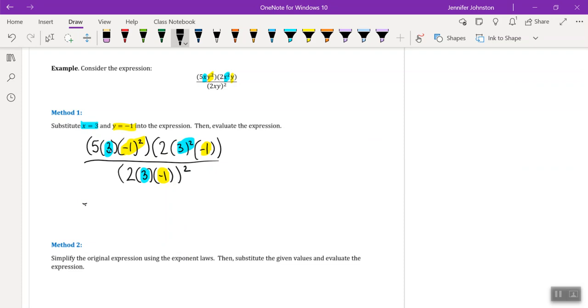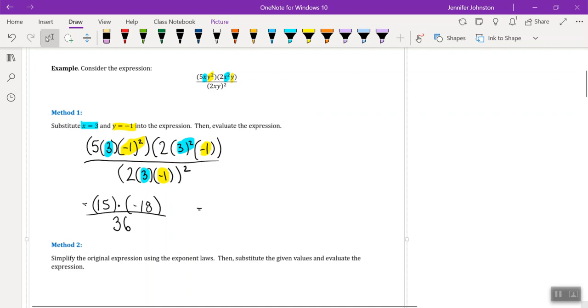Okay, so we have 5 times 3, that's 15, and then 15 times, well, this is -1 squared, and -1 times -1 is +1, so here we just get 15. What about here? We see that we have a 3 squared, and 3 squared is 3 times 3, which is 9, so we're going to get 9 times 2, which gives us 18, and then 18 times -1, that's going to give us -18. And then on the bottom here, we have 2 times 3, that's 6, times -1, that's going to give us -6, and then we have it squared, so -6 times -6, which is going to be a positive 36.